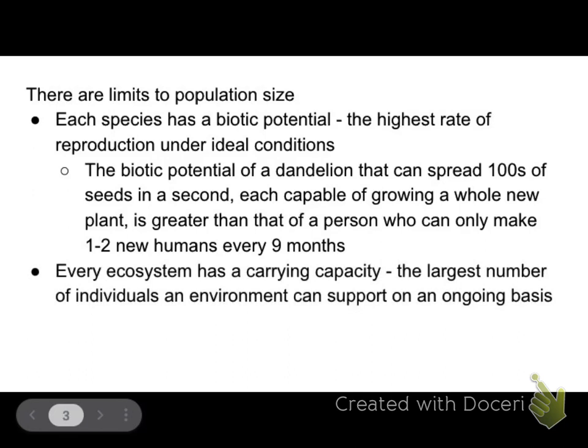Every ecosystem has what's called a carrying capacity. This is the largest number of individuals an environment can support on an ongoing basis. Okay? Each ecosystem is going to be a little bit different depending on a bunch of factors, but there is a limit to how many organisms that environment can support.